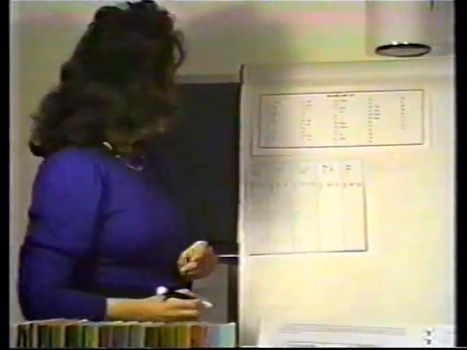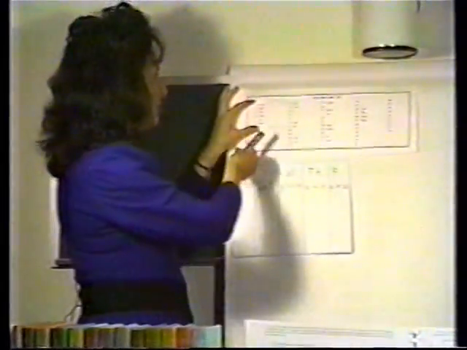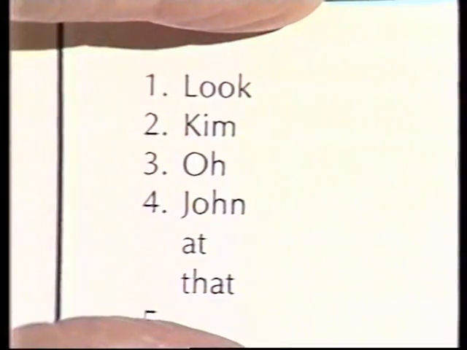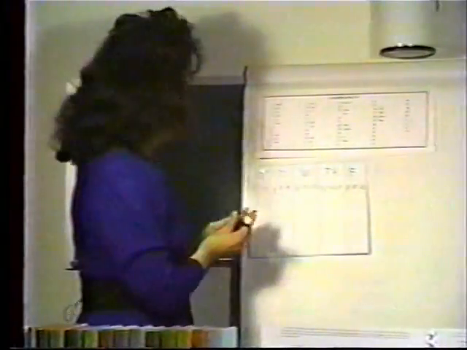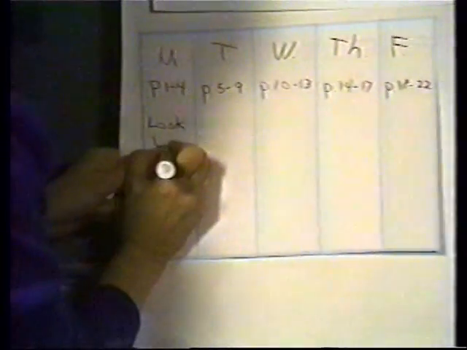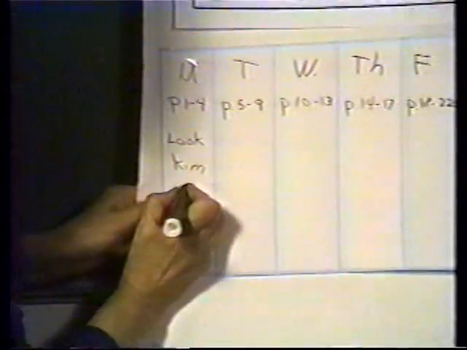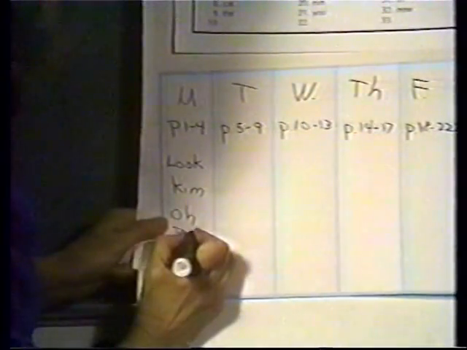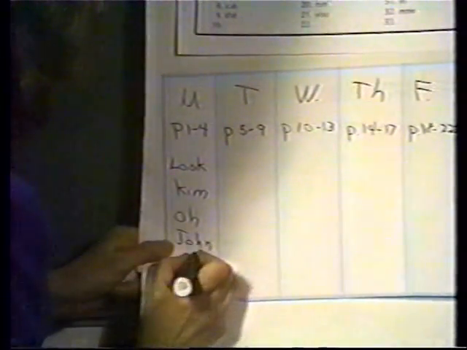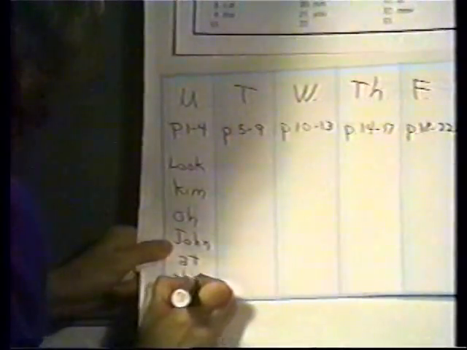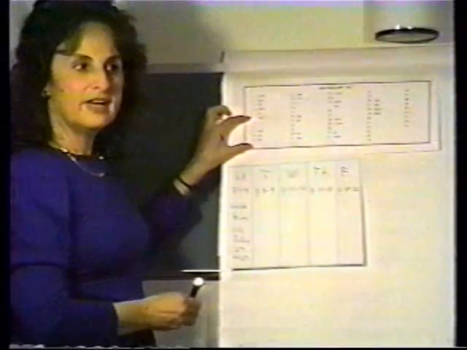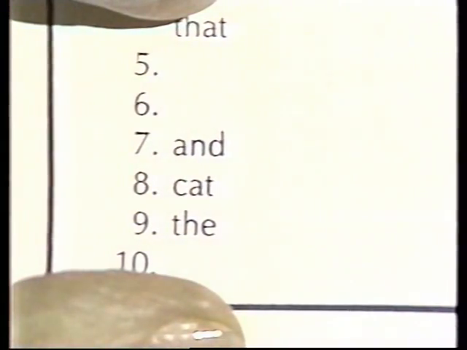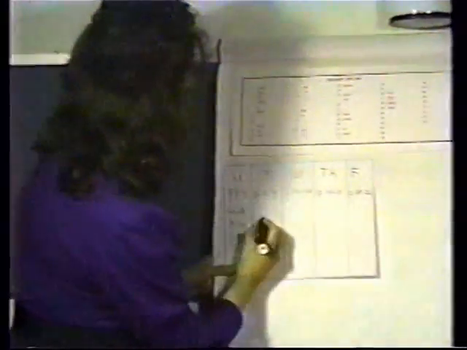Now look on your vocabulary list. What words do you need for pages 1 through 4? You need these 6 words. So please write those 6 words under Monday. Now, what words do you need for pages 5 through 9? You need these 3 words. Please write those 3 words under Tuesday.